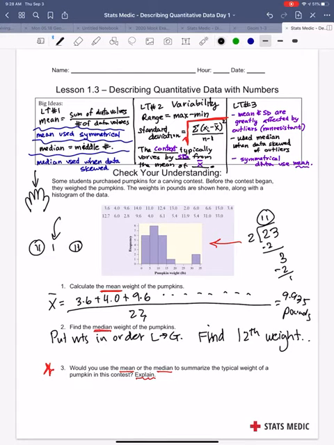All right, so the 12th weight, if I put these in order, should be 6.6. There's 12 below and 12 above. And all of these are in pounds.